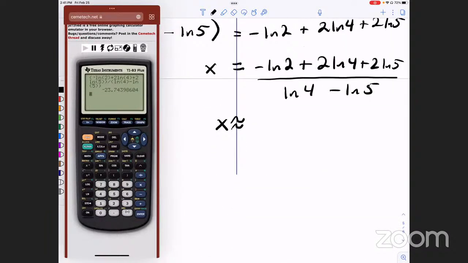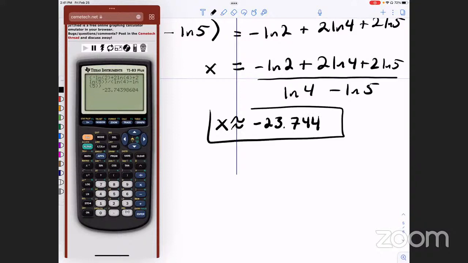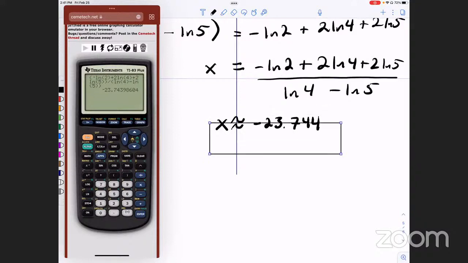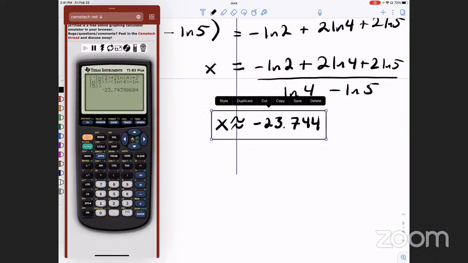So now we got a result of negative 23.743, and when we look at the digit after the 3, there's a 9. That 9 tells us to round up because it's greater than or equal to 5. So we're going to put 744. Just for the sake of time, I'm going to go ahead and submit it on Pearson. And I think we can call it a day with this one if we get it correct.